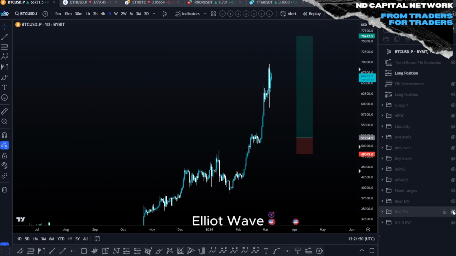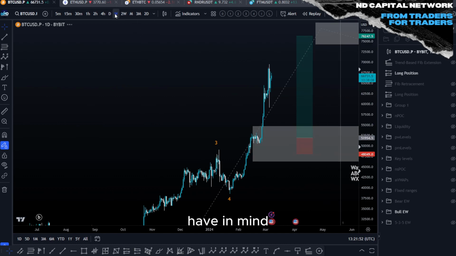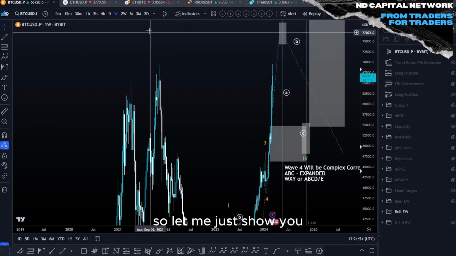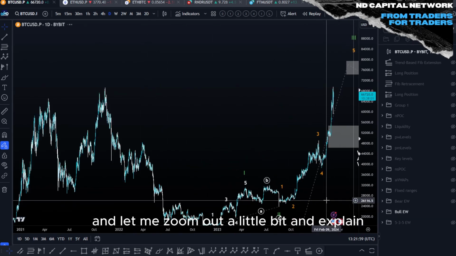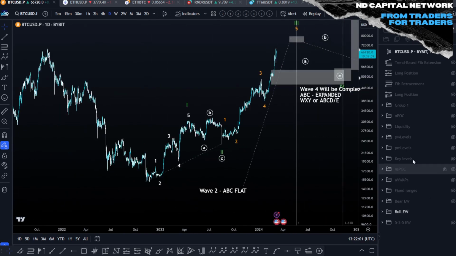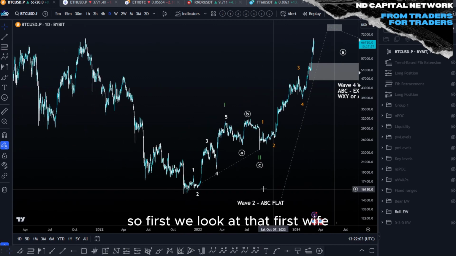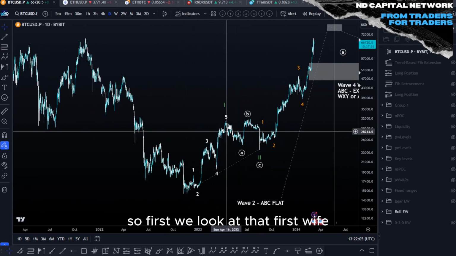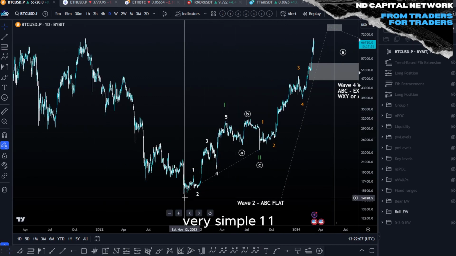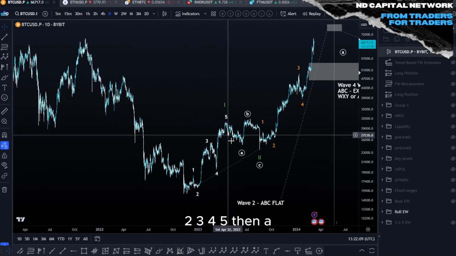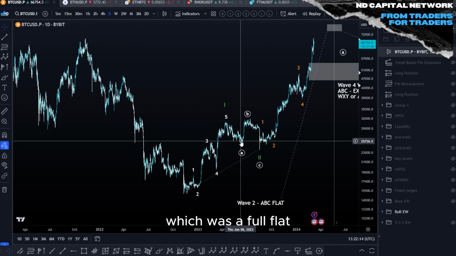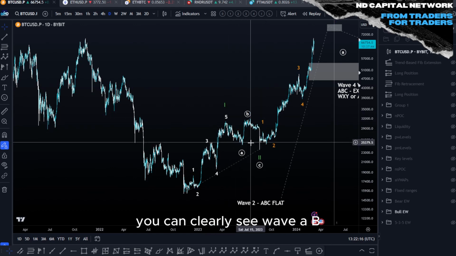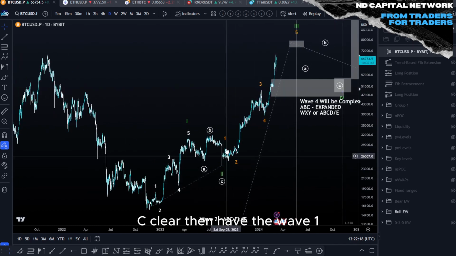And in terms of Elliott wave, here is what I have in mind. So let me just show you how this thing looks on a daily perspective. And let me zoom out a little bit and explain the whole situation. So first, we do have that first wave, which is a very simple one. 1, 2, 3, 4, 5, then ABC for correction wave 2, which was a full flat. You can clearly see wave A, B, C, clear. Then you have the wave 1 to 2.